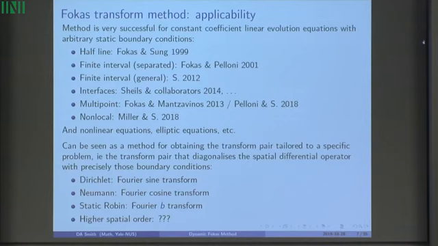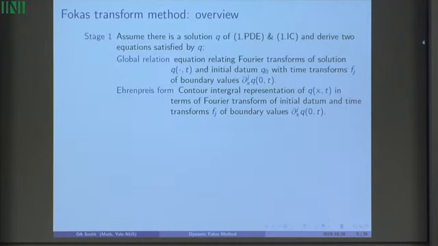Okay, so it can be seen as a method for obtaining the transform pair that is tailored to a specific problem. Right, so that's the transform pair that diagonalizes the spatial differential operator. So it's a way of finding the Fourier sine transform, right? If you've got a Dirichlet problem for the heat equation, and similarly. But if it's a problem of higher spatial order, then what is the correct spatial transform to use? Well, the Fokas transform method tells you what the transform is. Okay, how does it work? I'll go into some details in a bit, but first to give you an overview.